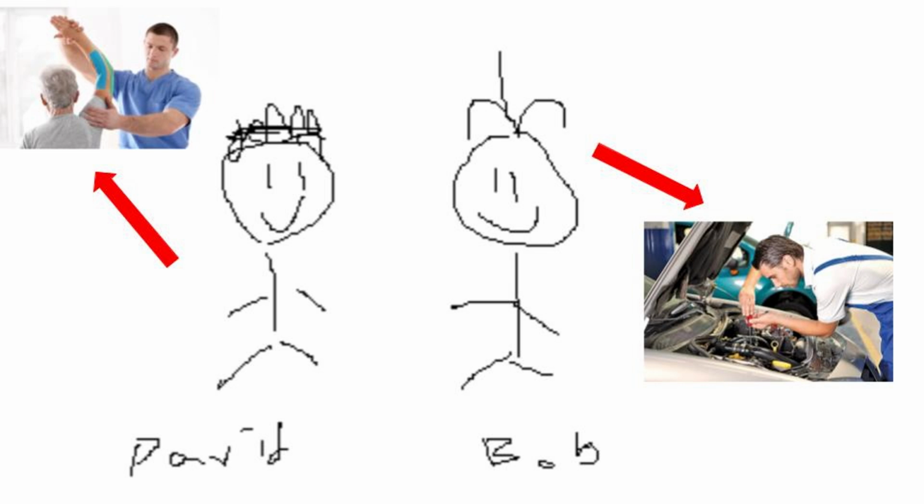This is David and Bob. They're best friends with different interests at school. David wants to be a physiatrist, while Bob wants to be a mechanic. Their interests are very different, so they think of similarities that both their topics have.